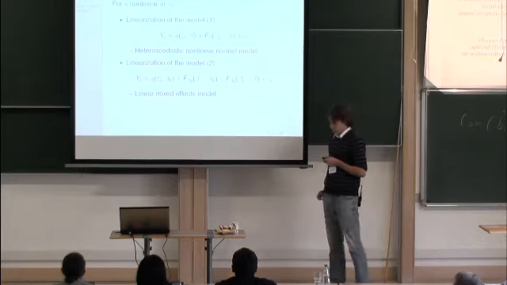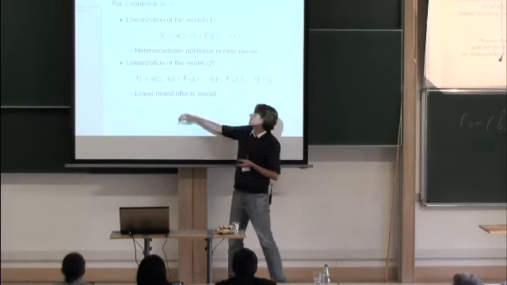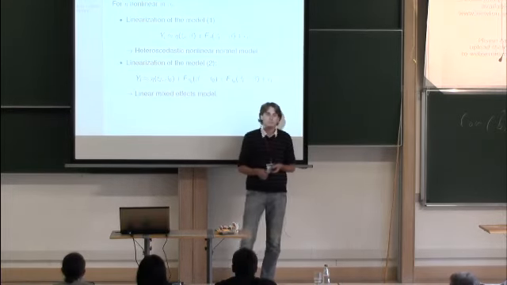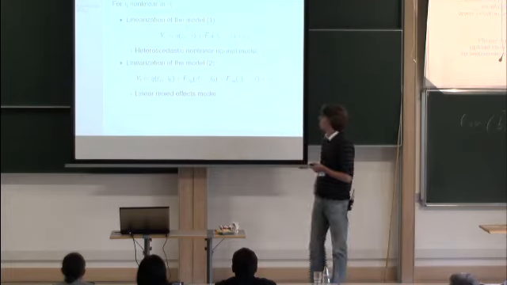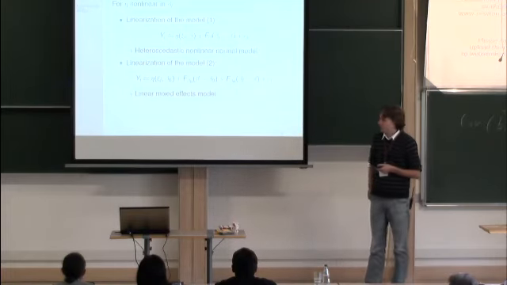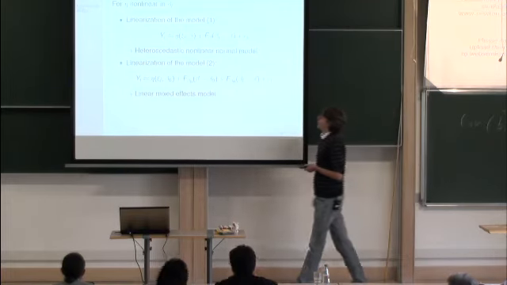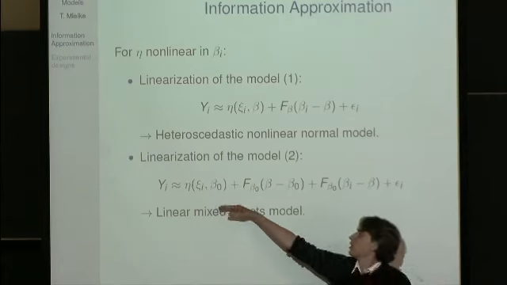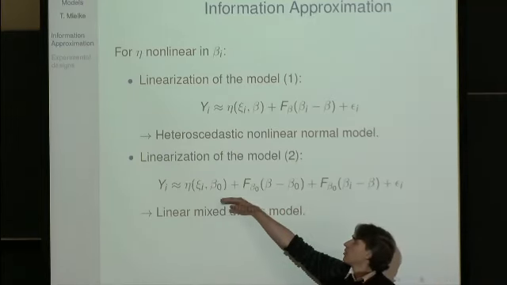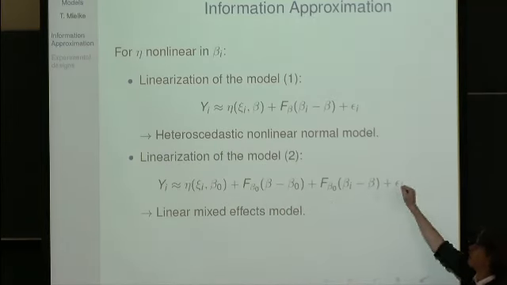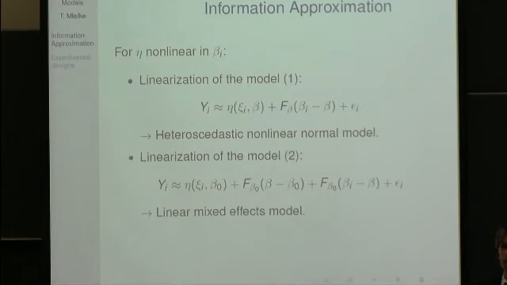The second approach is the linearization of the model in some guess beta_0. This is the linearization which Rainer used as well. There we have a normal linear model, and here we get the variance matrix, which now depends on the guess beta_0 and not on the unknown parameter vector beta. This is nothing more than a linear mixed effects model again.